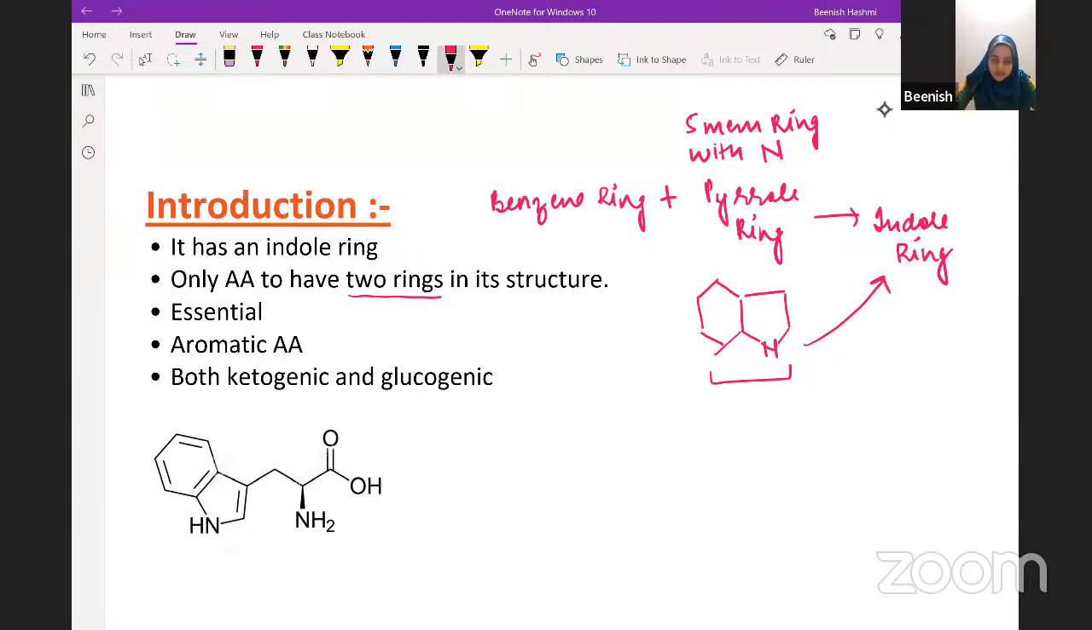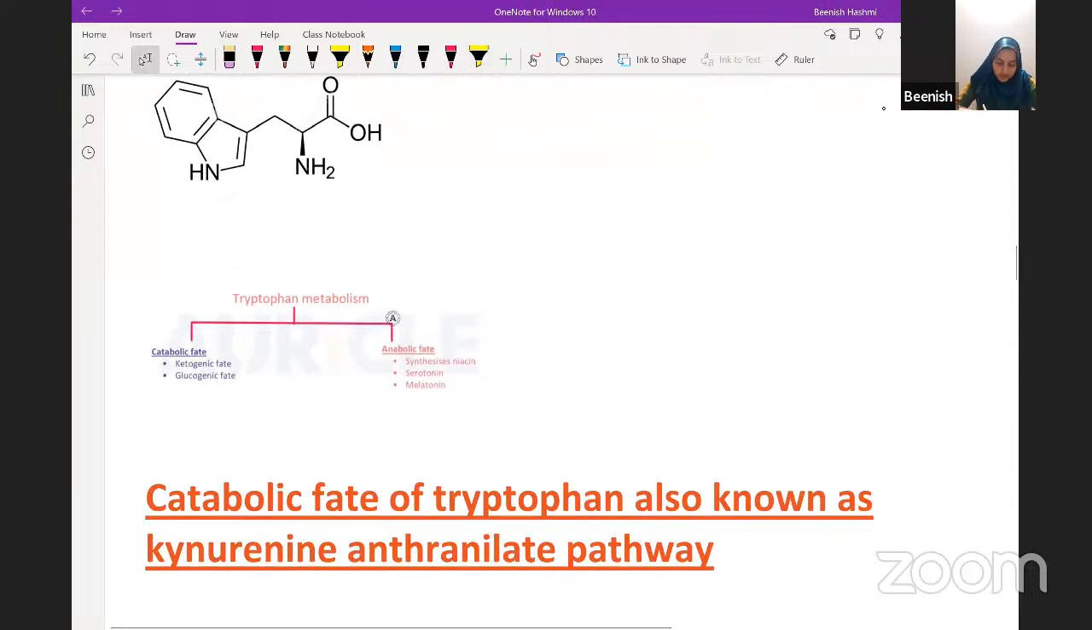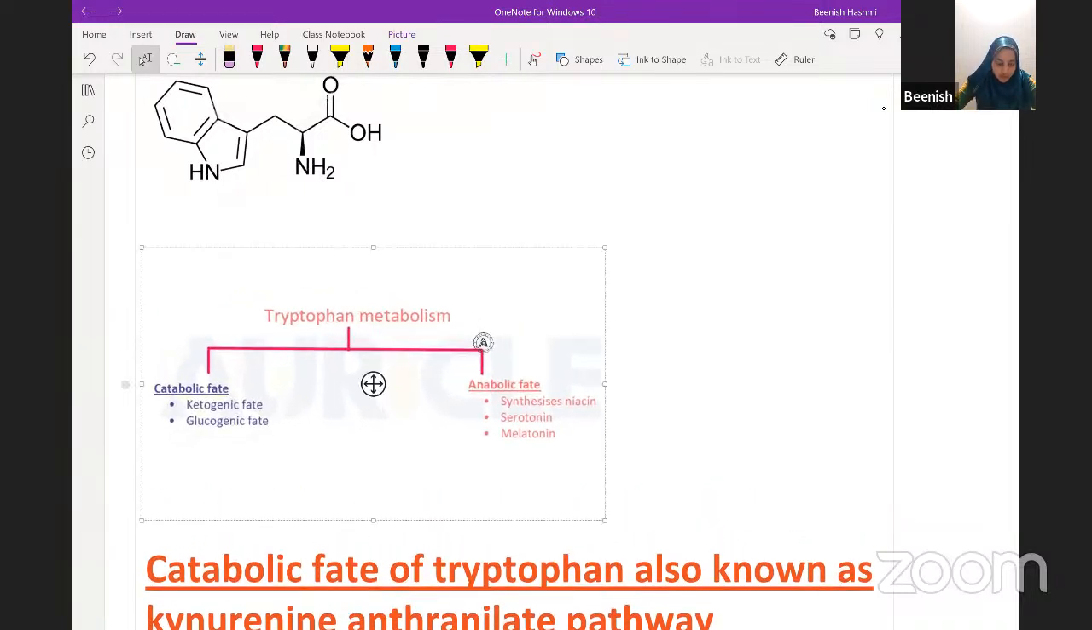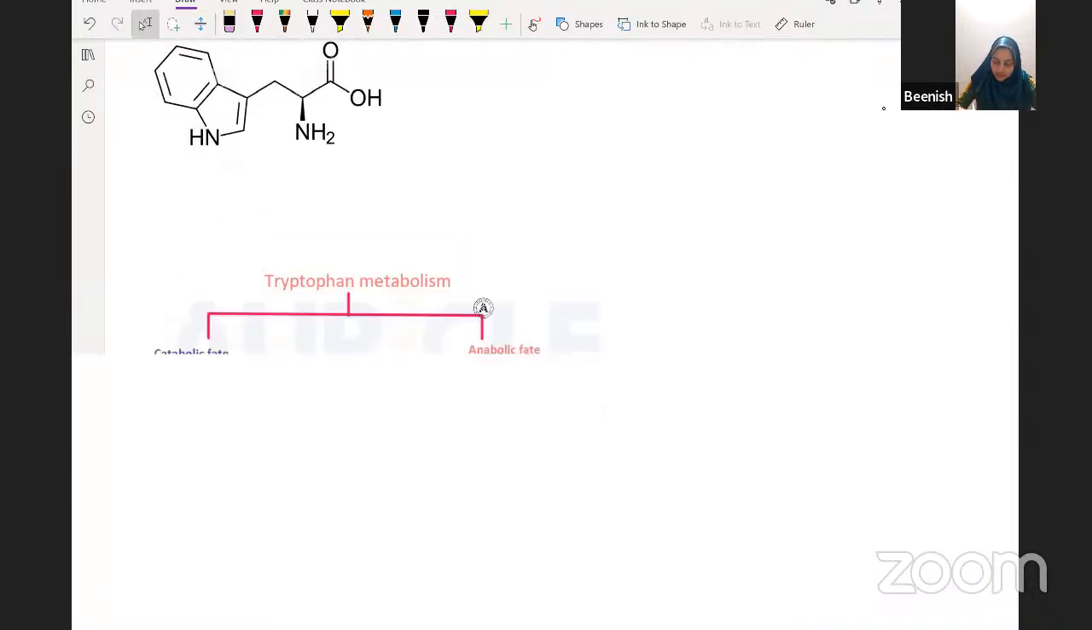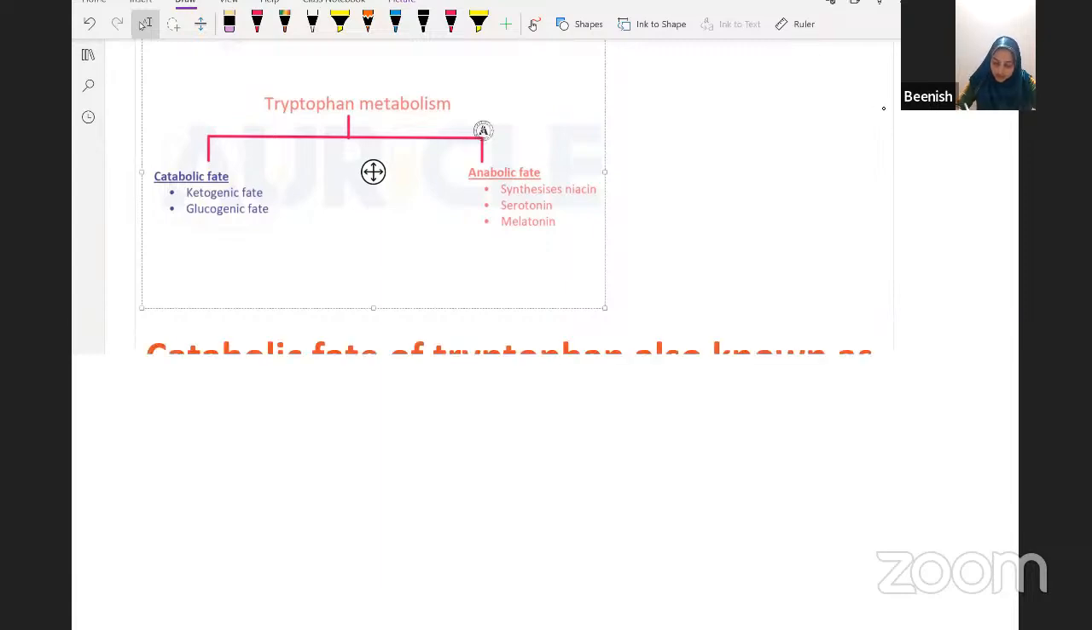Then it is an essential amino acid. It is aromatic and it is both ketogenic and glucogenic. So if we talk about the metabolism of tryptophan, its catabolic fate includes both ketogenic fate and glucogenic fate, and anabolic fate, that is, it is involved in the synthesis of niacin, serotonin, and melatonin.